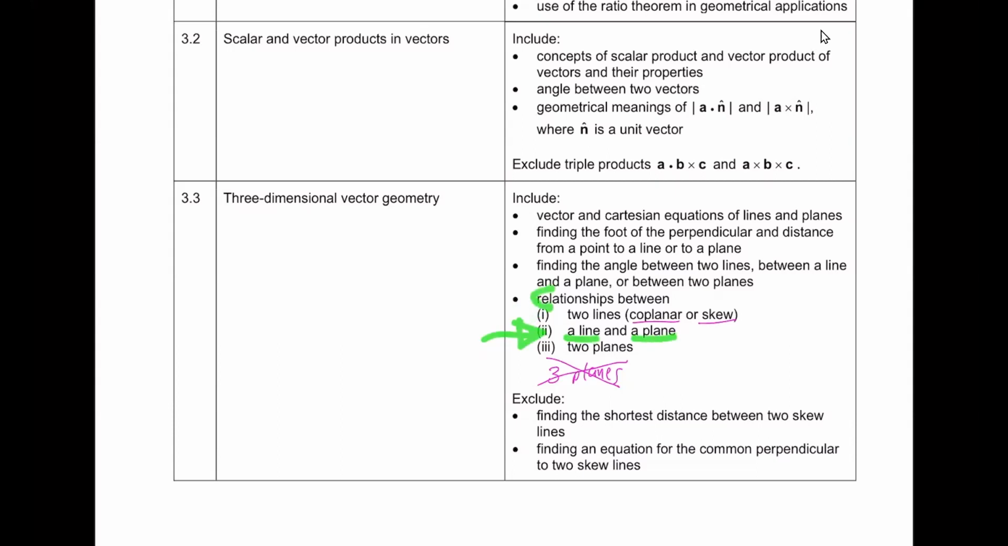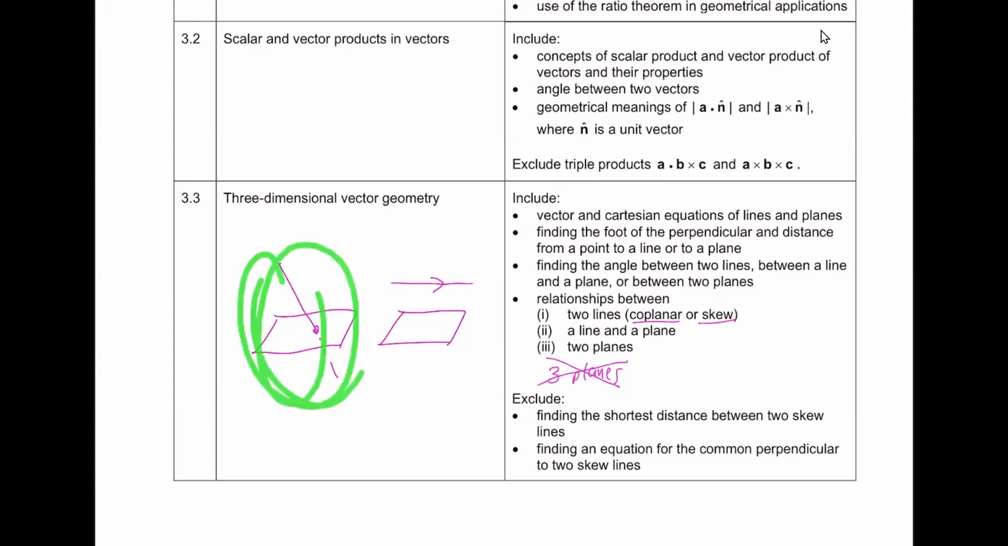A line and a plane relationship. What kind of relationship? A line that cuts through the plane, a line that is parallel to the plane. What else? That's about it. Right? So this one you still need to know.